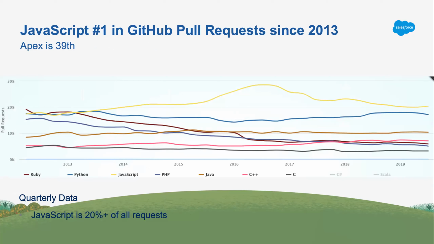GitHub also did some aggregates of its data, and it found that, again, for the 7th year in a row since 2013, JavaScript has been #1 in GitHub pull requests. More people commit pull requests in JavaScript than anything else. For those of you curious, Apex is number 39 on that list. But it's pretty apparent that JavaScript is here to stay. It's popular. It's been popular for a while now.